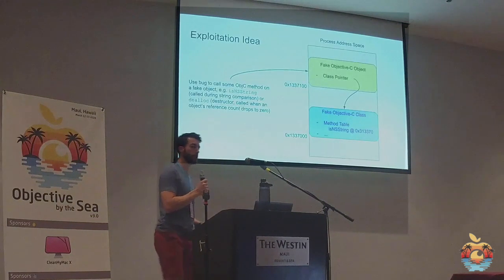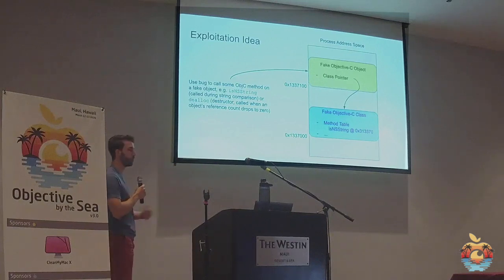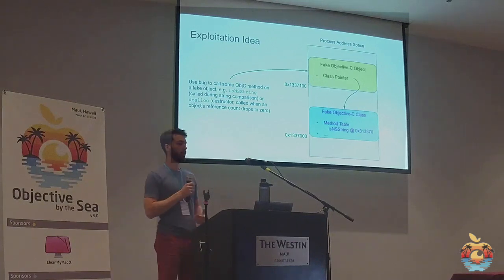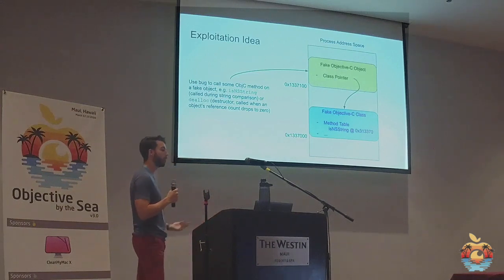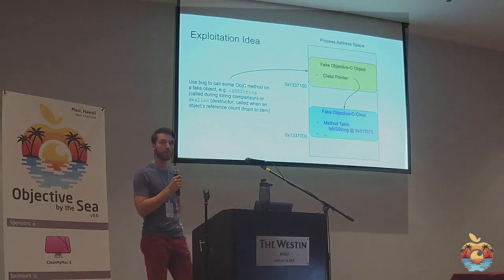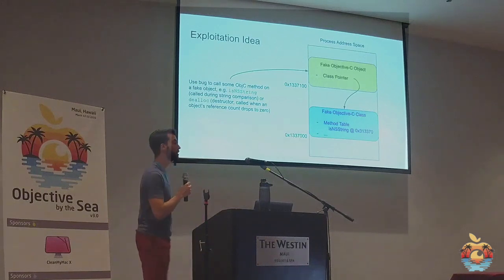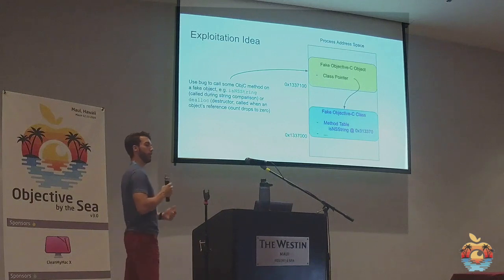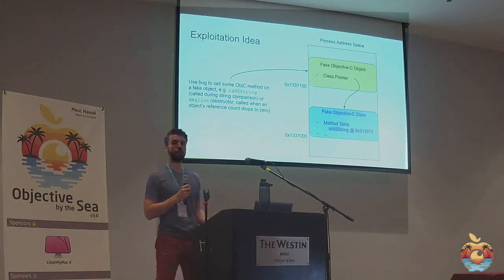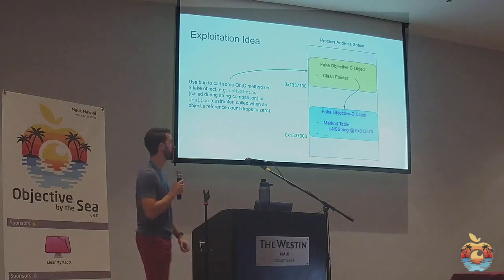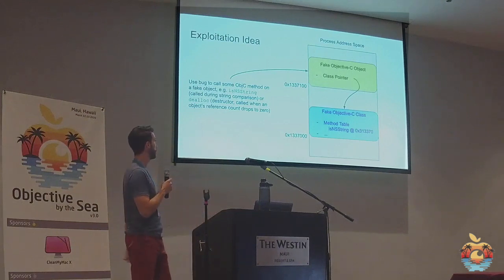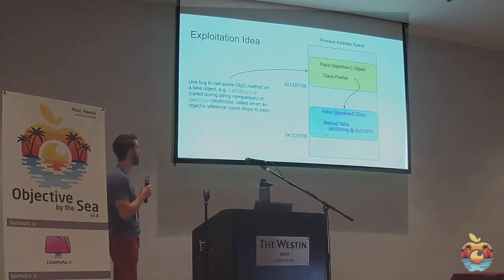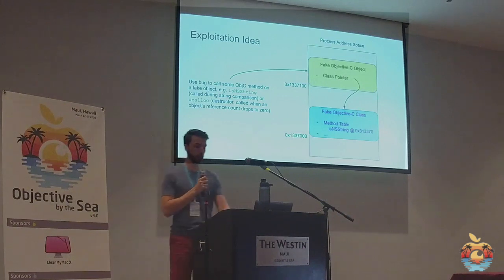What does that mean for our exploit? Well, what we want is to gain code execution. We know that due to our bug, it will call Objective-C methods on something we control. So what we want to do is fake an Objective-C object and fake an Objective-C class, and then we can control code pointers, right? Because if we fake all these data structures, it's going to call, or jump to, address 313370. So that's going to be our goal.